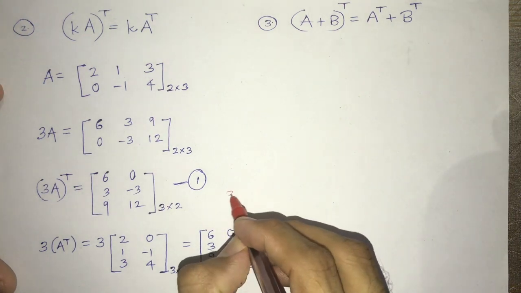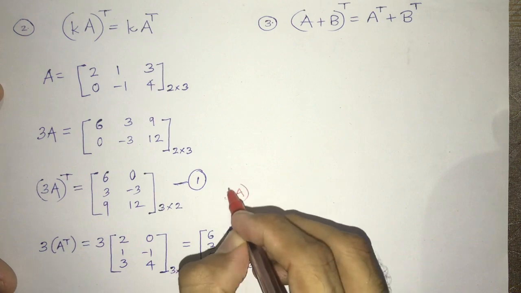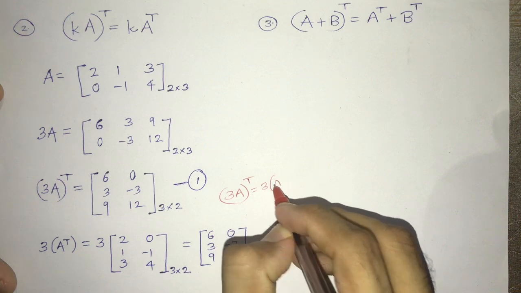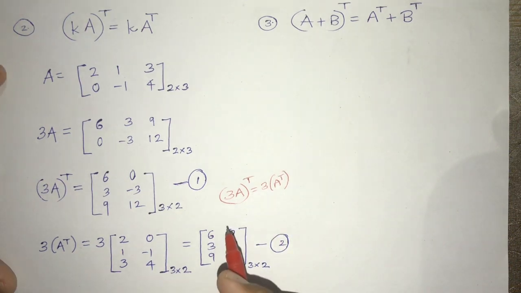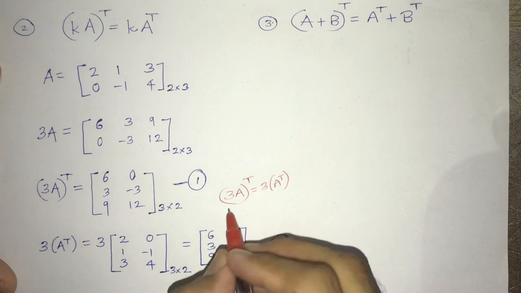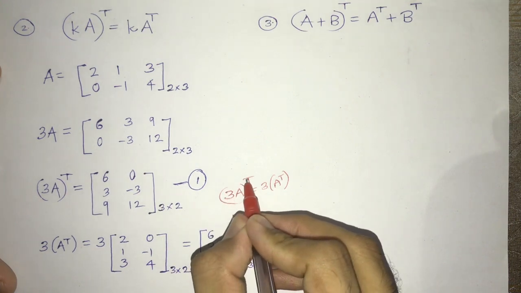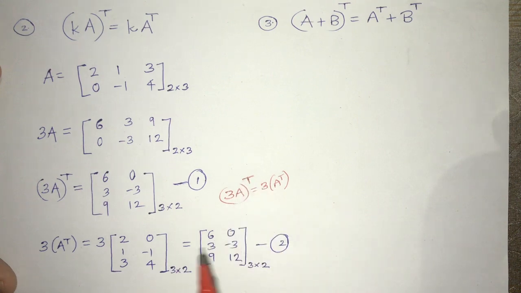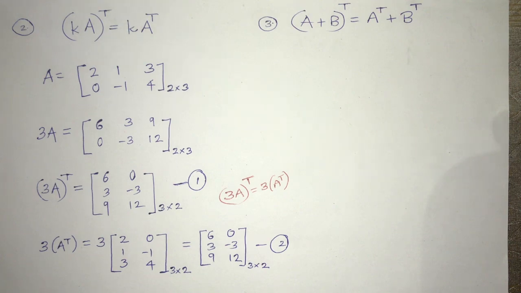So what is the result we are getting? The transpose of 3A is 3 times A transpose. So that means we can take that 3 outside of this transpose. So multiply by 3 and then take the transpose, or take the transpose and then multiply by 3, it is one and the same. You multiply the matrix by 3 and then take the transpose, or you first take the transpose and then multiply by 3. It's one and the same.